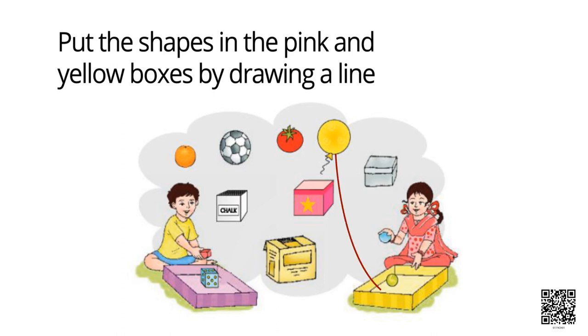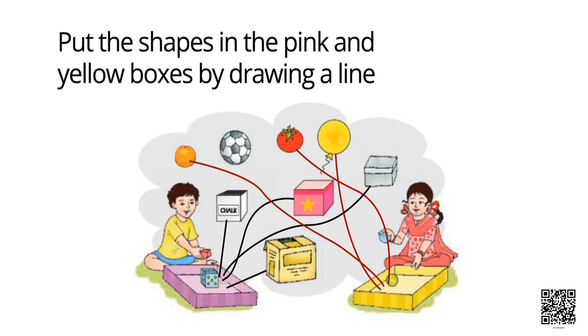Tick tick 1, tick tick 2, tick tick 3, tick tick 4, tick tick 5, tick tick 6, tick tick 7, tick tick 8, tick tick 9. Done, done, done. Stop, stop. So, how many things have you put in the pink box? Yes, very good. All these boxes are good. You have done a wonderful job.